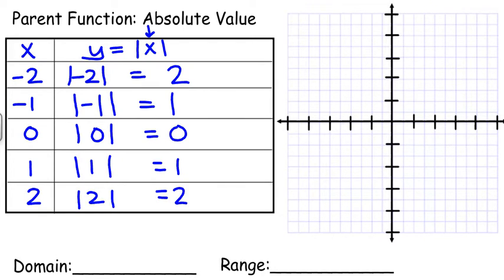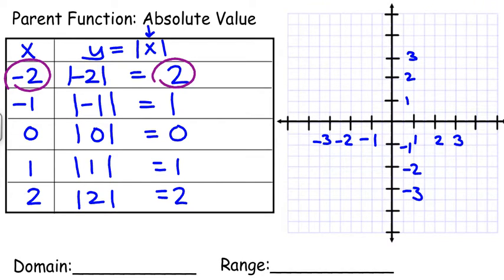All right, so let's go ahead and graph these ordered pairs. I'm going to kind of stretch it out a little bit here: 1, 2, 3, and -1, -2, -3 on each axis. So the first ordered pair is -2, 2. So we're going to go left 2 and up 2. The next ordered pair is -1, +1. So we're going to go left 1, up 1.